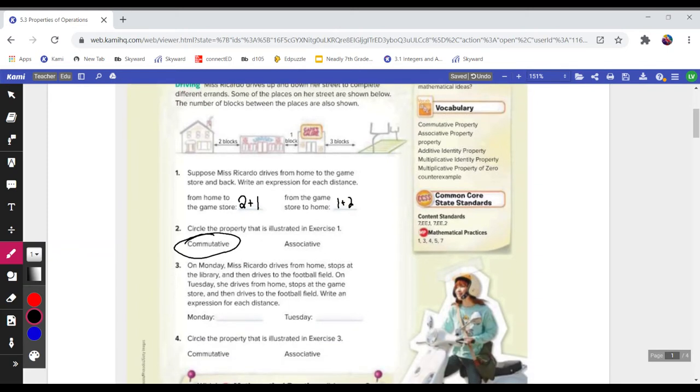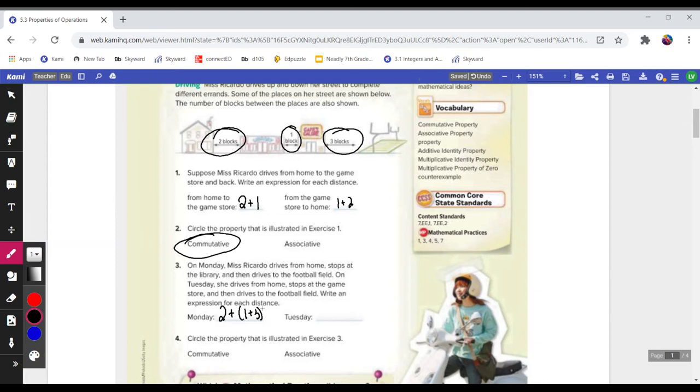Number 3, on Monday, Miss Ricardo drives from home, stops at the library, and then drives to the football field. On Tuesday, she drives from home, stops at the game store, and then drives to the football field. Write an expression for each distance. So on Monday, she drives from home and stops at the library. So that's going to be 2 blocks plus drives to the football field. Well, in order to get to the football field, it's going to be 1 block plus 3 blocks.